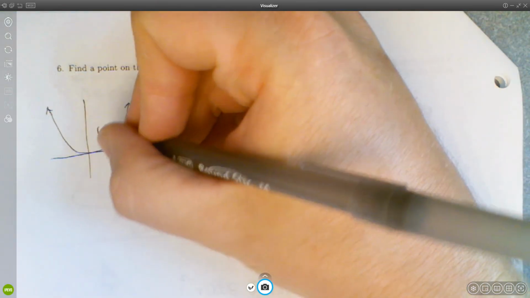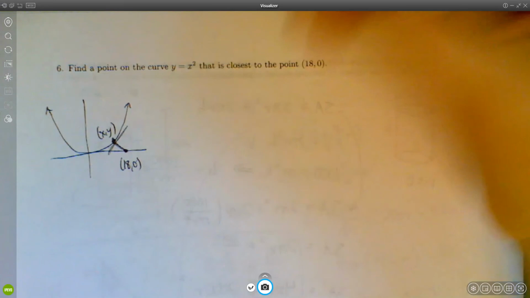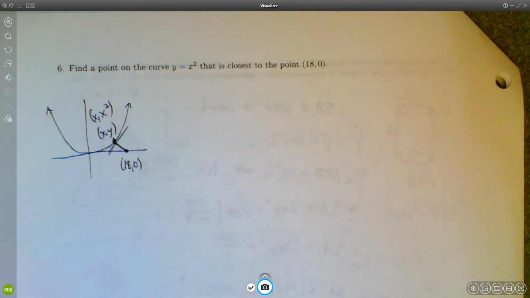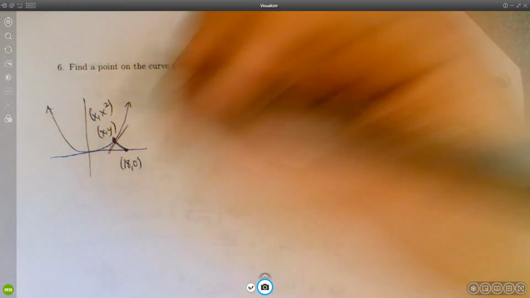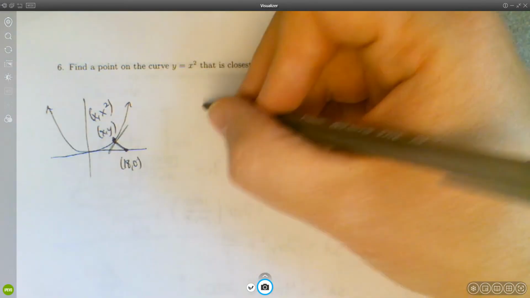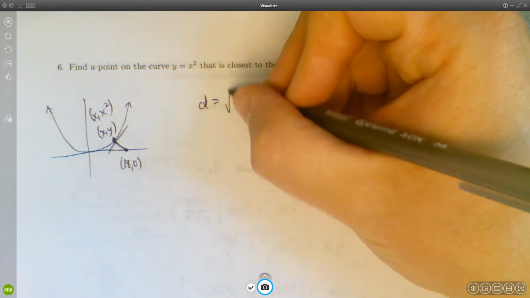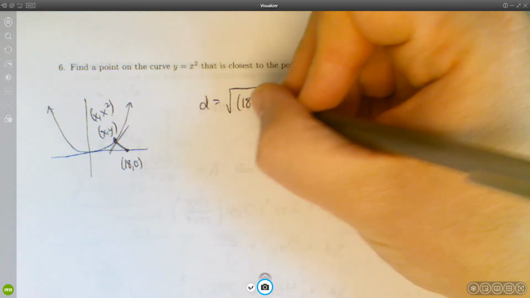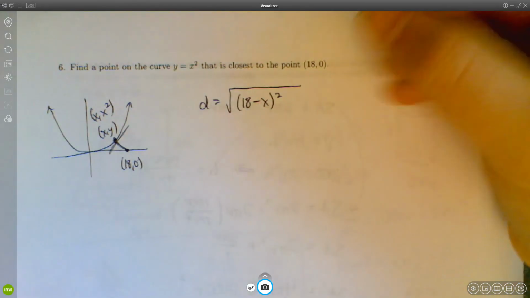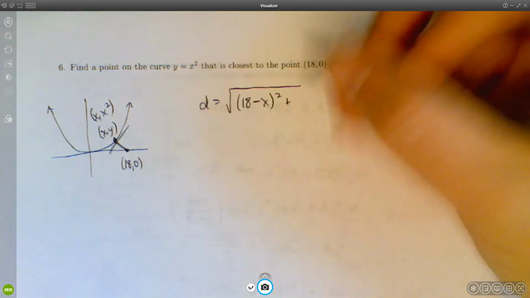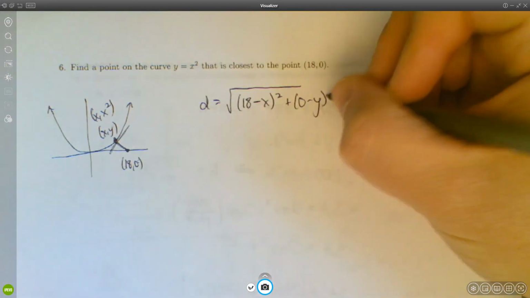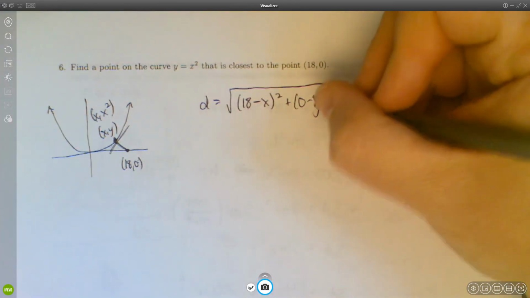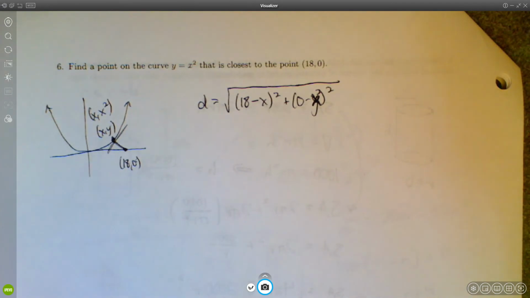But let's call a point x, y. In fact, I'll do you one better. We know that y equals x squared, so really we can call it the point x, x squared, right? And then we can use the distance formula to get from this point to that point. So we can say the distance is the square root of 18 minus x, squared, plus 0 minus x squared, squared. That way it's all in terms of a single variable.